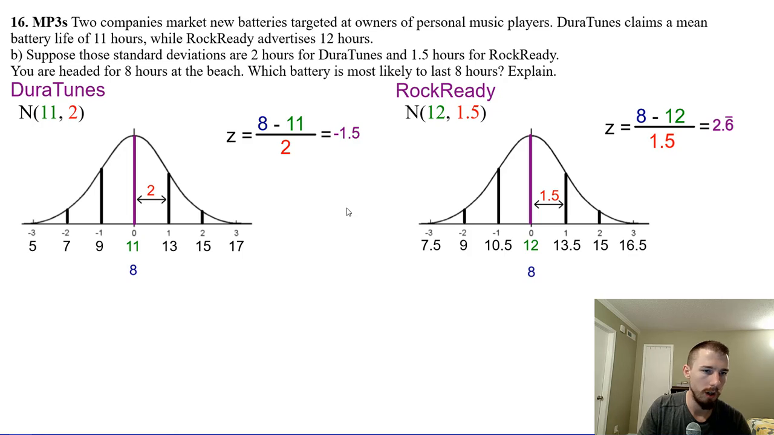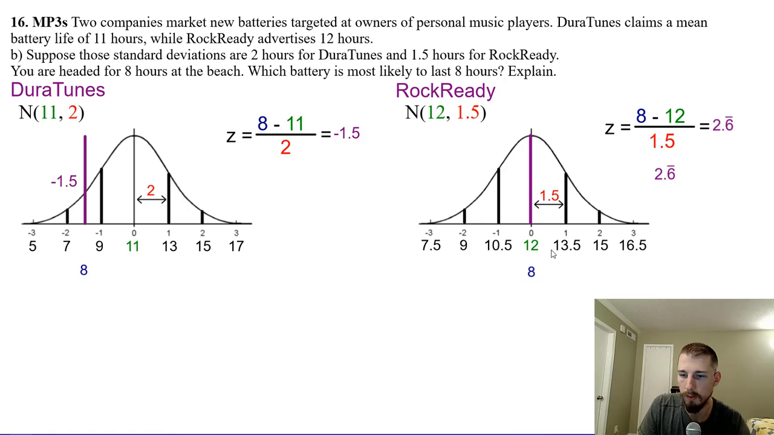So anyway, for Duratunes, if we go down to 8, 8 is going to be right there, which is, oh, nope, exactly halfway between those. I knew that. So it's going to be a z-score of -1.5, meaning if it died at 8 hours, it would be 1.5 standard deviations below the mean from what we would expect, which would be centered at 11 for the distribution for Duratunes, based on whatever information they gave us.